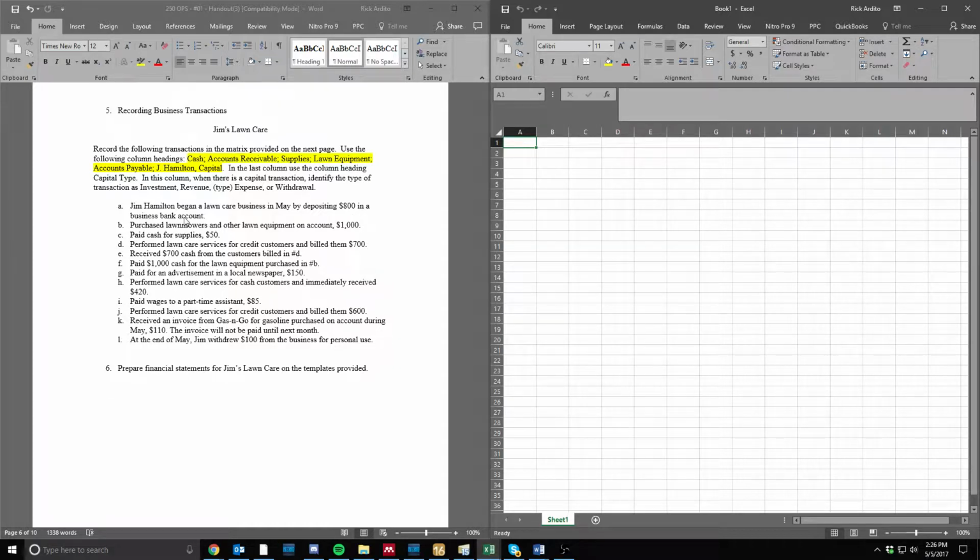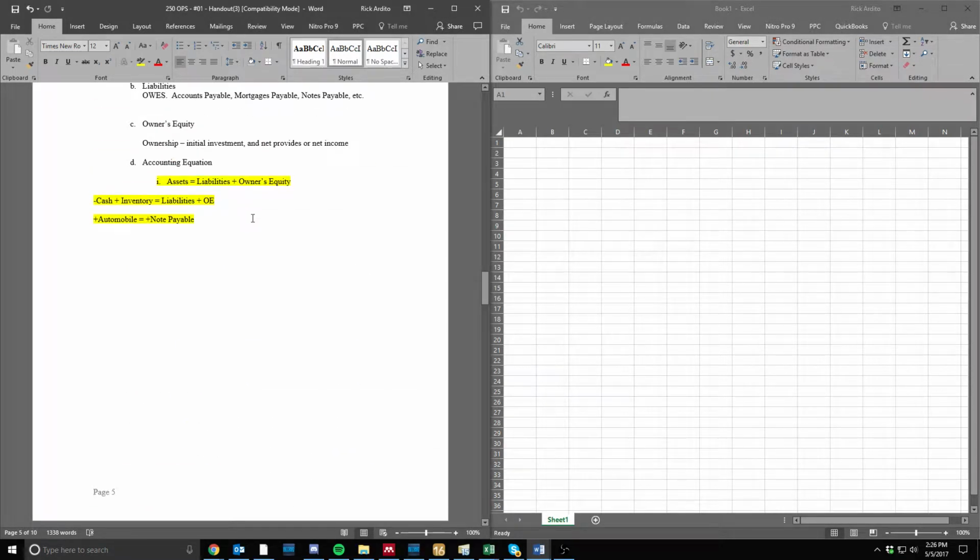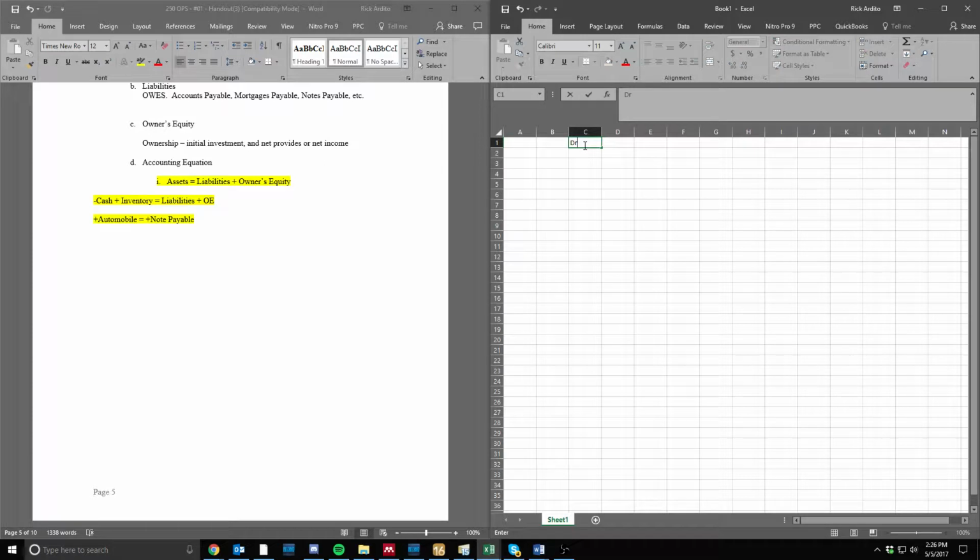Okay, so before we do this, let's go back and look at this accounting equation. Notice assets are listed on the left-hand side and liabilities and owner's equity are listed on the right-hand side. This means that the natural balance for assets go left and the natural balance for liabilities and owner's equity go right. What we call this in accounting is debits and credits.